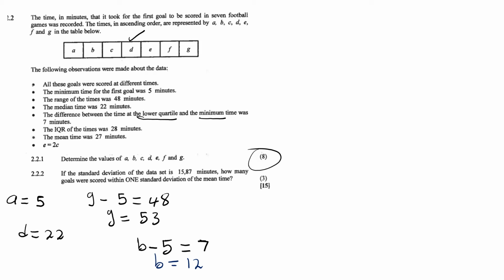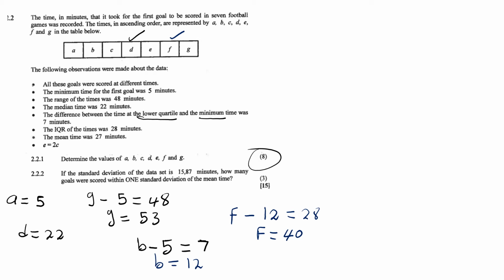The interquartile range is 28. You get it by saying Q3 minus Q1, or upper quartile minus lower quartile. Our Q3 here is going to be F. So F minus the lower quartile, which is 12, equals 28. Then F is going to be 40. Our F, or upper quartile, is 40.